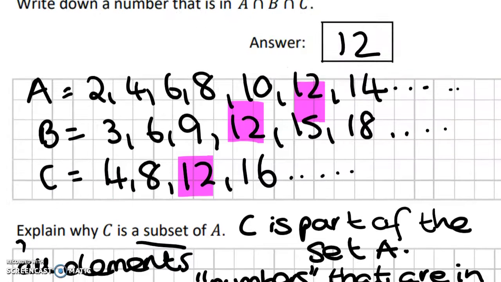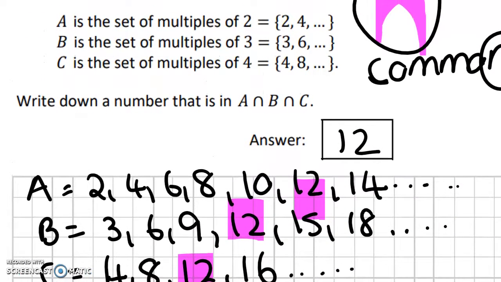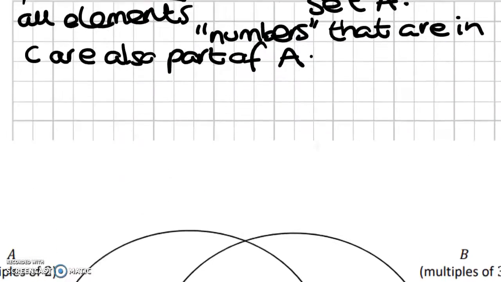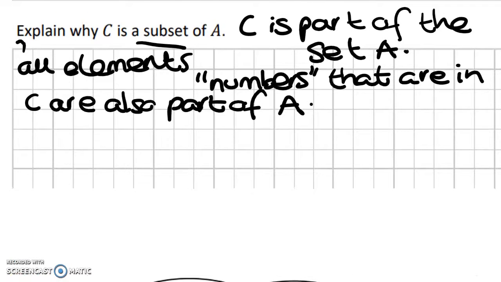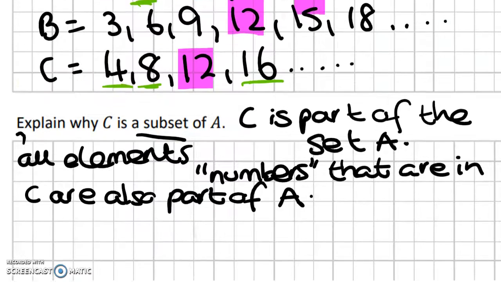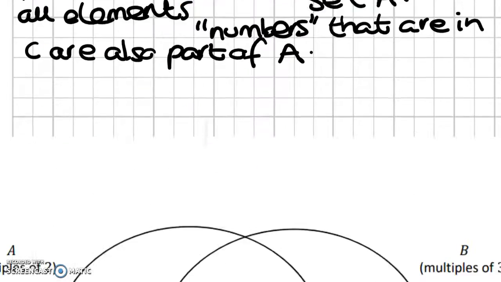So let's just have a look, explain why. Well, C is a set of multiples: 4, 8, 12, 16 and all of that. Well, have a look. C contains 4, A contains 4. We have 8, we have 12, we have 16. If I continue on here, 16. So explain why: all the numbers that are in C are also part of A, as you can see from what I underlined in the green part there.